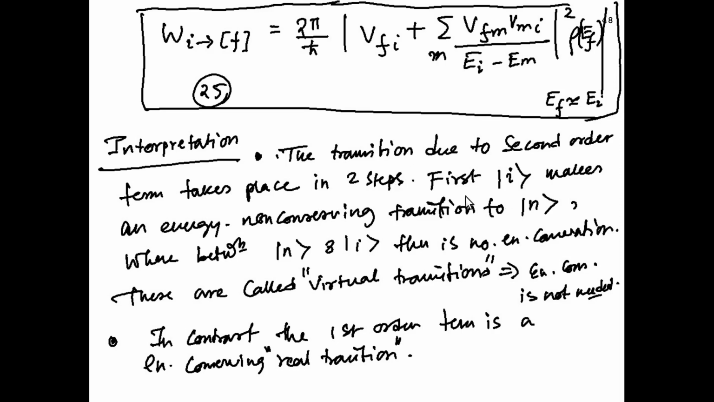The first takes you through an energy non-conserving transition from I to N, and this is called a virtual transition, because it is energy non-conserving and it is entirely quantum. There is no classical analog for it. And then it goes from N to F, and there is again no energy conservation in this step. Because there is no energy conservation, these are called virtual transitions. In contrast, in the first order transition, there is no room for this kind of virtual transition.